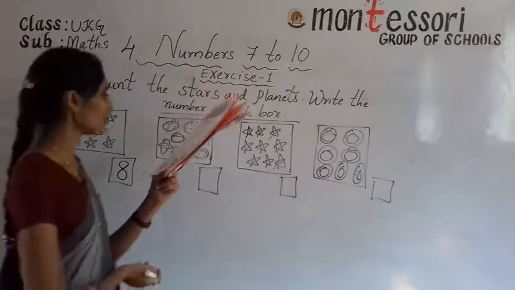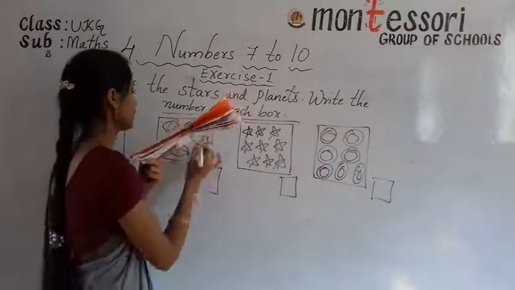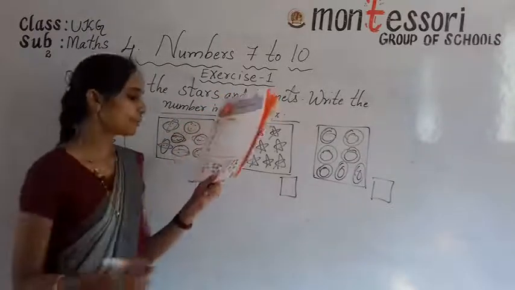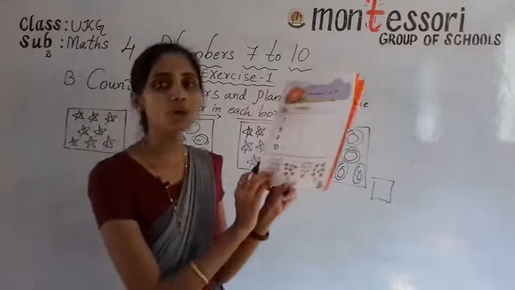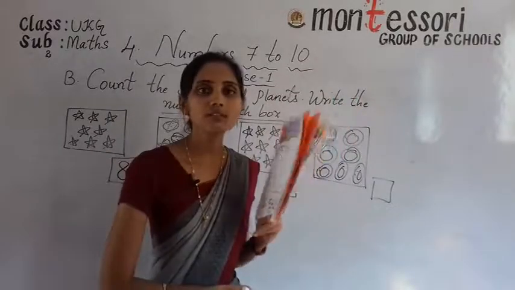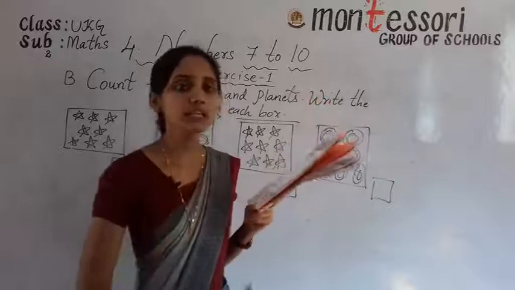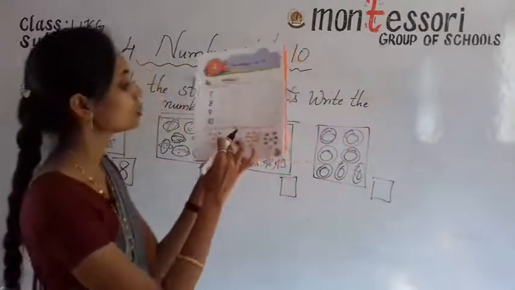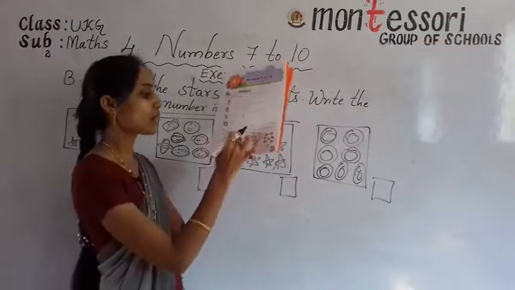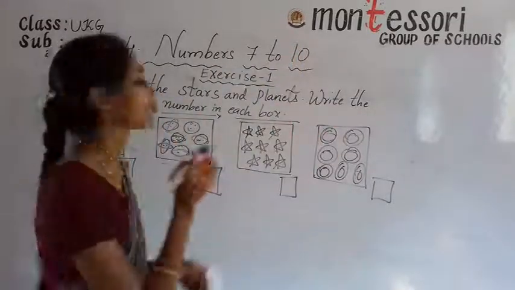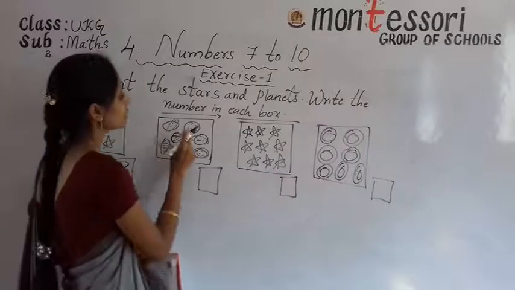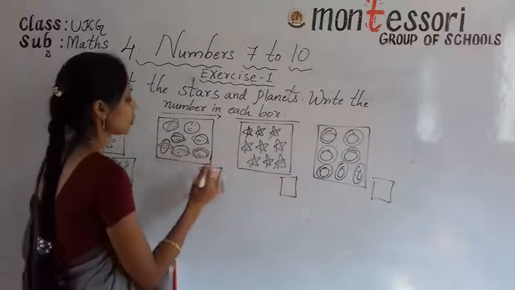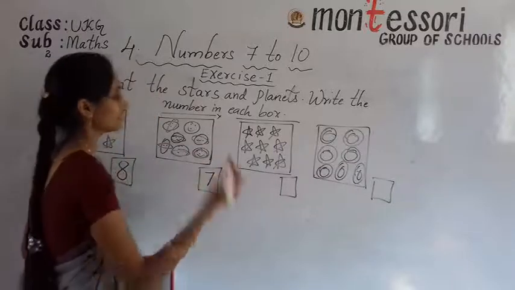Next is planets. How many planets are there in the second box? I don't know. So, to know the number, we have to count. 1, 2, 3, 4, 5, 6, 7. How many planets are there? 7. So, write 7 here.